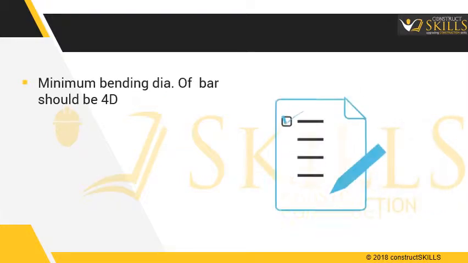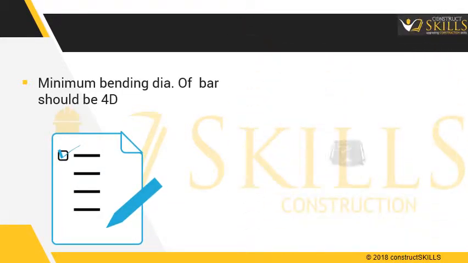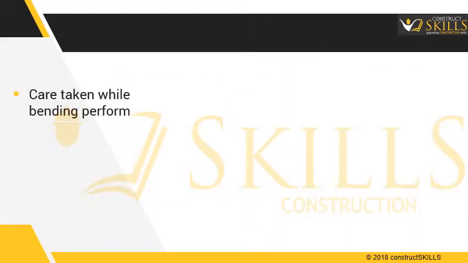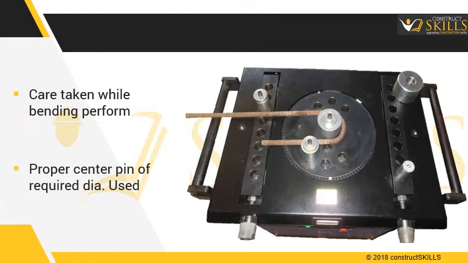As specified in the Indian standard, the minimum bending diameter of the reinforcing bar should be 4D. Care must be taken, when bending is performed on a construction site, to ensure that this prescribed bend radius is allowed. To achieve this, a proper center pin diameter pinion should be used.